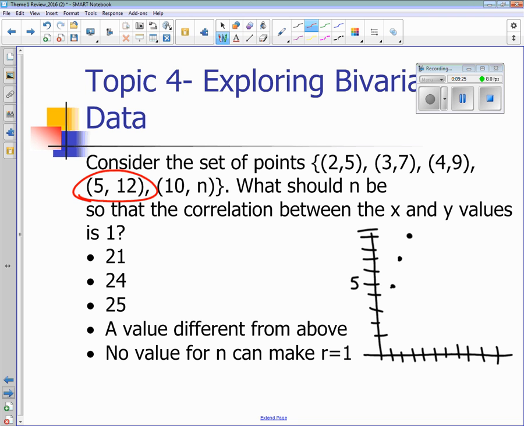This is the problem. When I graph the point 5, 12, it no longer has that same pattern. The x is still increased by 1, but what happened to the y values? It increased by 3. So it's going to be like up here, where these are perfectly linear. Isn't that point going to be above the line? So the correlation can't be perfect. Isn't R equals 1 a perfect correlation? Every single point should be on the line, but 5, 12 messes that up. There's nothing that could work for n to make it happen.